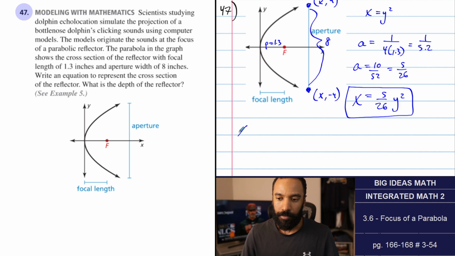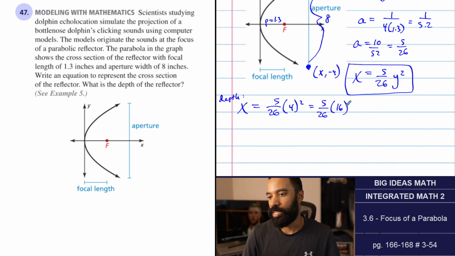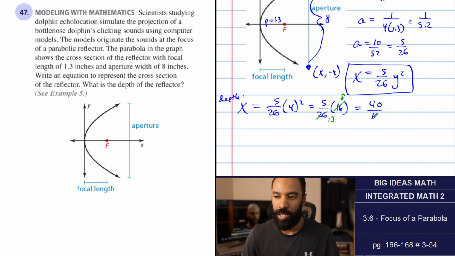So, for depth, x equals 5 over 26 times, I'll just use 4 squared, which is 5 over 26 times 16. Now 16 over 26 can reduce, and you get 8 over 13. So we get 5 times 8 over 13, which is 40 over 13 inches.